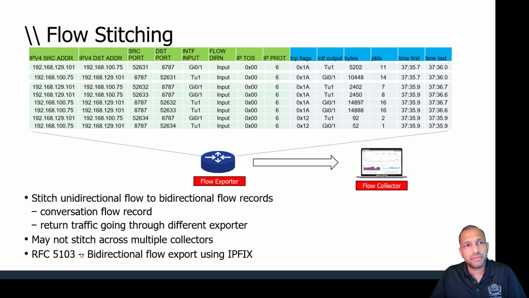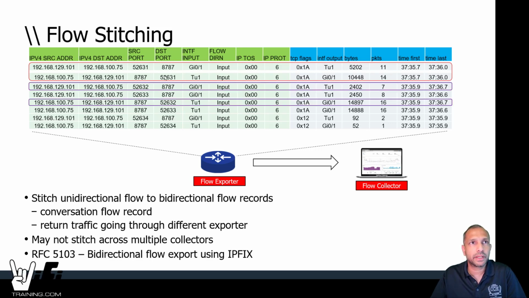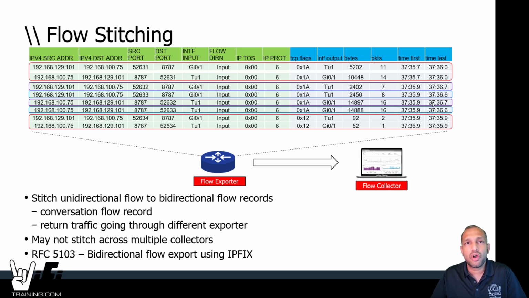Now from the IPFIX point of view, there's an RFC as well, talking about bidirectional flow export. You can read RFC 5103 if you are interested in that. In this particular example, this is showing some of these traffic flows that are all related. This is the same port number, request and response, and these are the same port numbers. So those are part of the same bidirectional traffic. So there are 4 bidirectional flows in this particular flow export. That's what I'm trying to explain here.